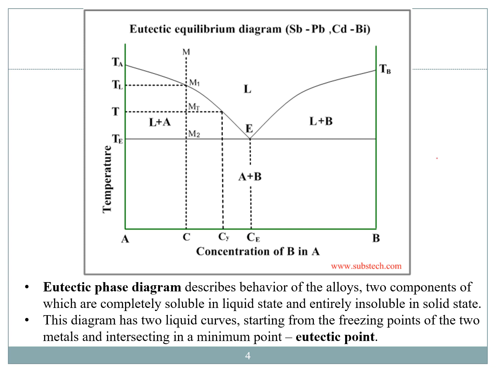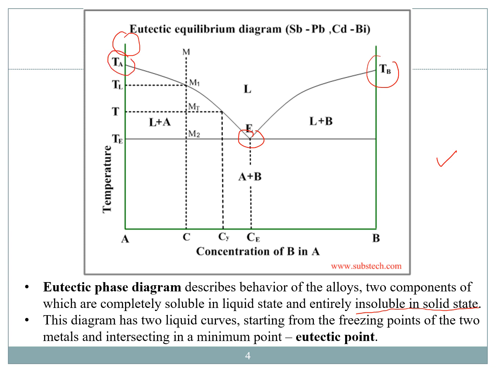This is the eutectic phase diagram, which describes the behavior of the alloy, two components of which are completely soluble in liquid state and entirely insoluble in solid state. This diagram has two liquid curves, starting from the freezing point of the two metals and intersecting in a minimum point, E, eutectic point. So on this axis, we have a temperature.